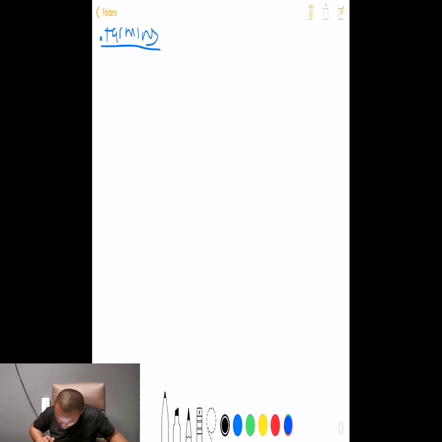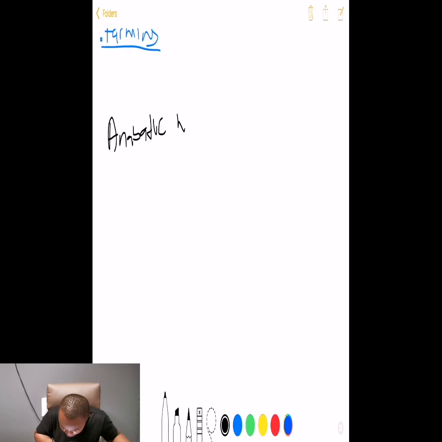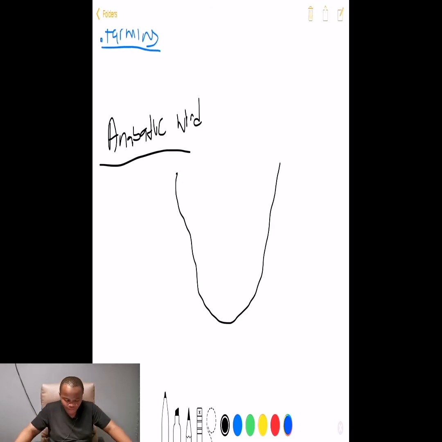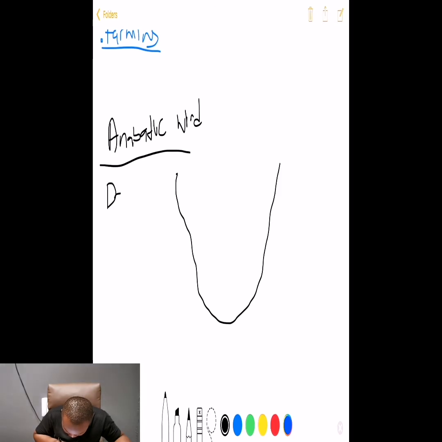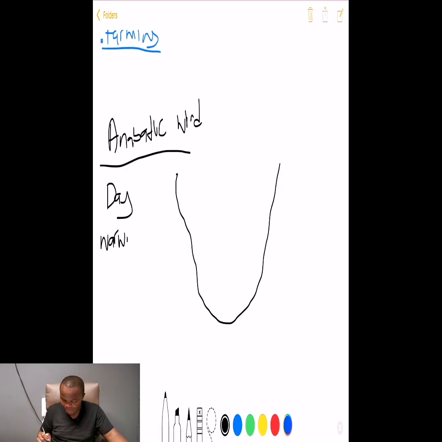All right, let us now move on to our anabatic winds. Again, I'm going to draw a diagram which is going to show a valley slope. The anabatic winds occur during the day, and they are warm.